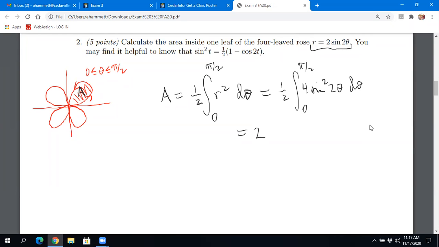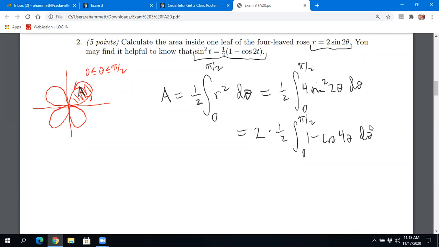And then what you can do is use the half angle identity, I even gave you the formula right here, yeah? So you plug that in, and that's going to kick out a factor of 1/2. It's going to be the integral from 0 to pi over 2. Now be careful, sine squared of t is equal to that. So sine squared of 2t is going to be 1/2 times 1 minus cosine of how many t? Or theta, I guess, in this case. 4 theta. That's important. And so it's going to be 1 minus cosine of 4 theta d theta.